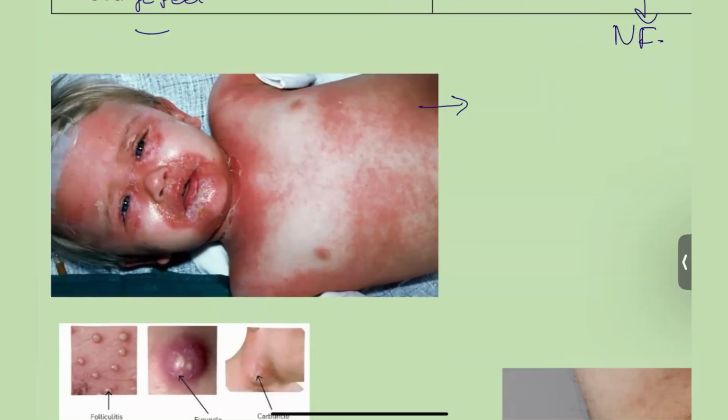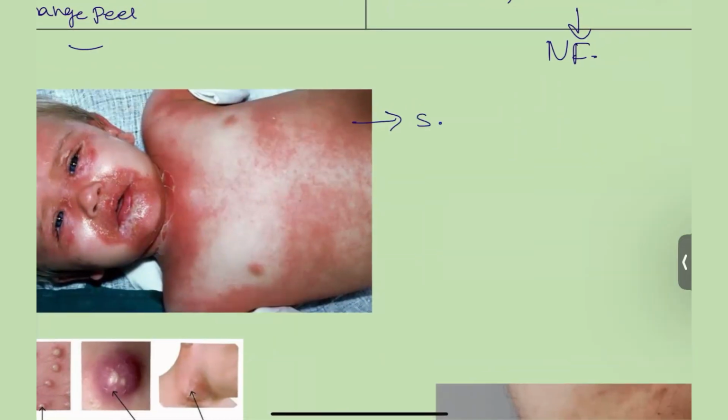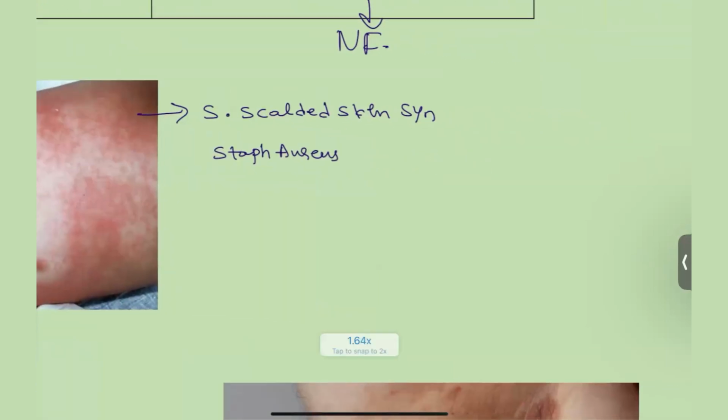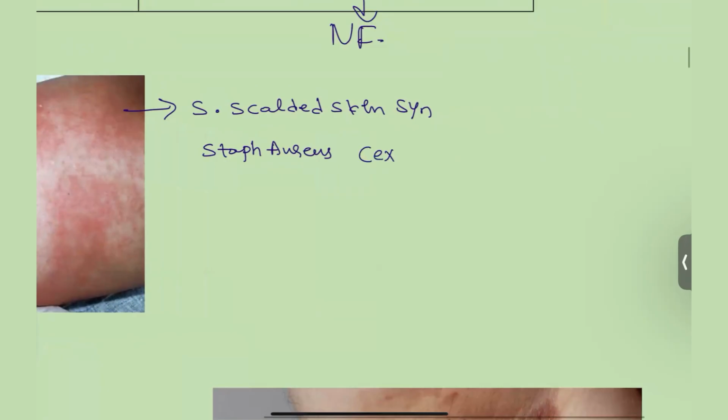And next, here you can see this is staphylococcal scalded skin syndrome. This is most commonly caused by Staph aureus with toxins, exfoliative toxins. It will release the exfoliative toxins A and B into the skin.